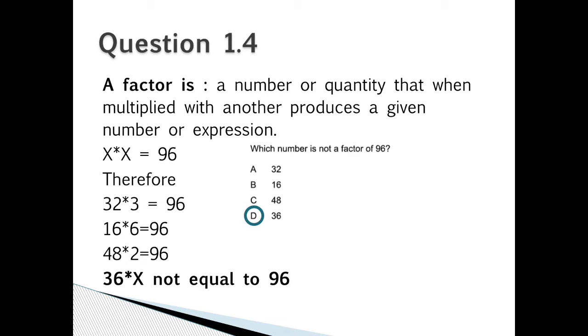32 and 3 are factors. 16 times 6 is equal to 96. 16 and 6 are factors. And 48 times 2 is equal to 96. So those two are factors. 36 cannot be multiplied by any number to equal 96. So the number that is not a factor is D, 36.